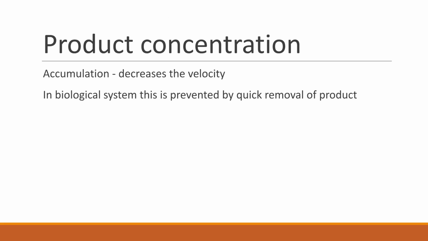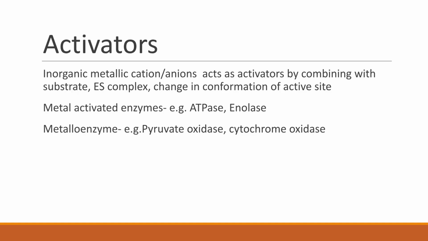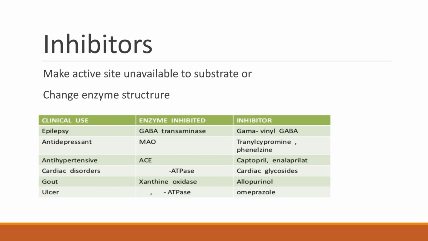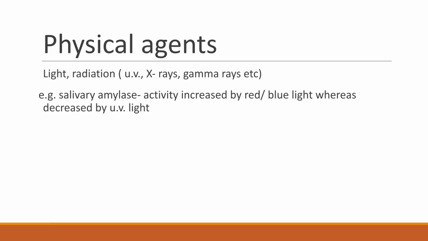The accumulation of products decreases the velocity of the enzyme reaction. In biological systems, this is prevented by the quick removal of the product. Activators, such as inorganic metallic cations or anions, combine with the substrate or the enzyme-substrate complex, changing the conformation of the active site. Inhibitors make the active site unavailable to the substrate or change the enzyme structure. Physical agents, such as light and radiation, can influence enzyme activity. For instance, red or blue light increases salivary amylase activity, while ultraviolet light decreases it.